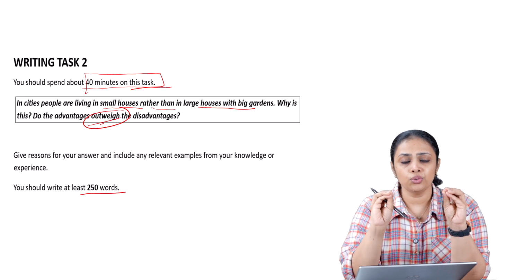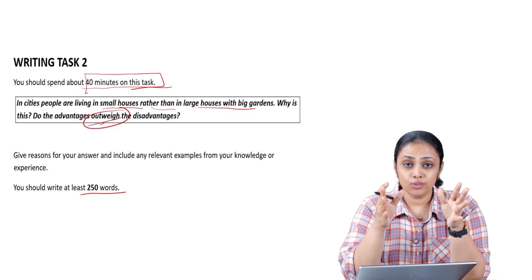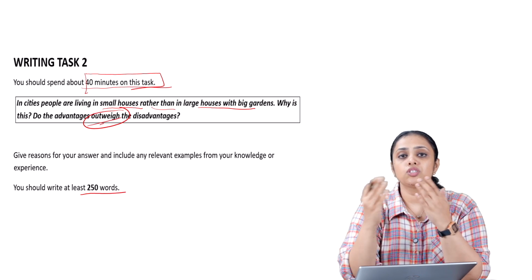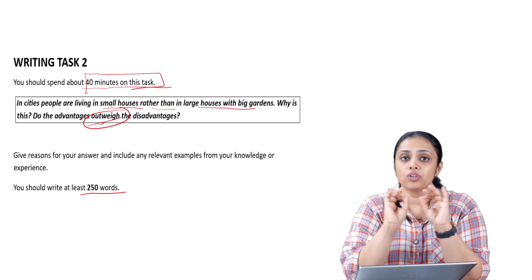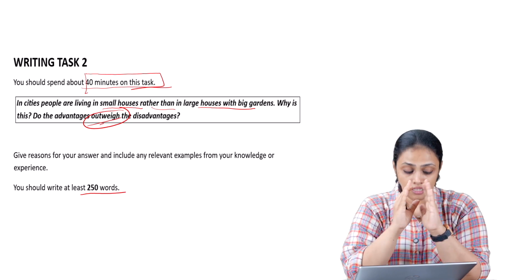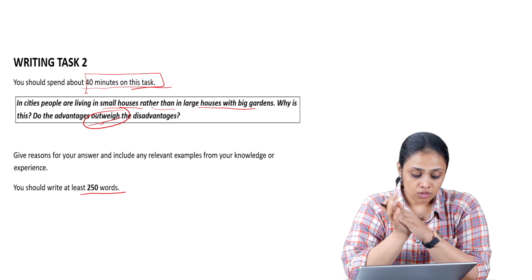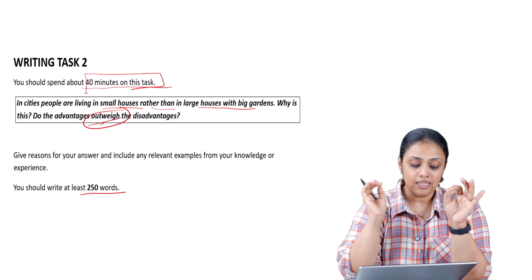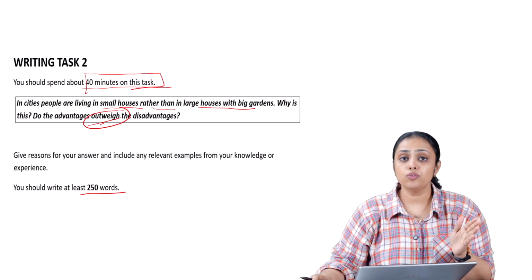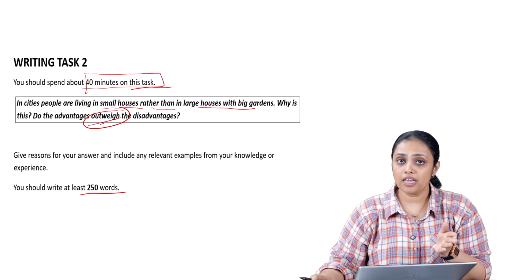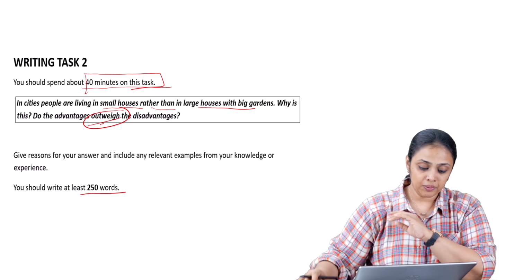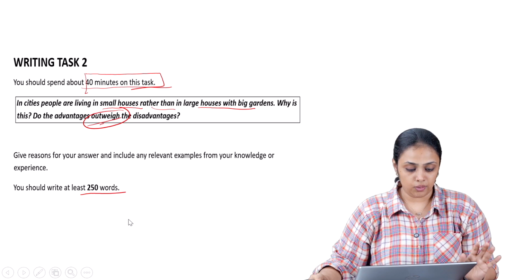So what you need to do initially is understand the question thoroughly. How do you do that? Not by just reading it once. You have to read the task prompt at least twice to understand the question in the right way. So once again, let me reinforce that the first step in Writing Task 2 is to read the task prompt twice or thrice and get the complete picture of the question. Okay, now let's dissect the question.